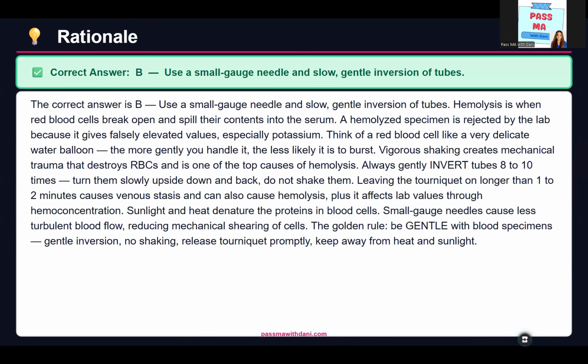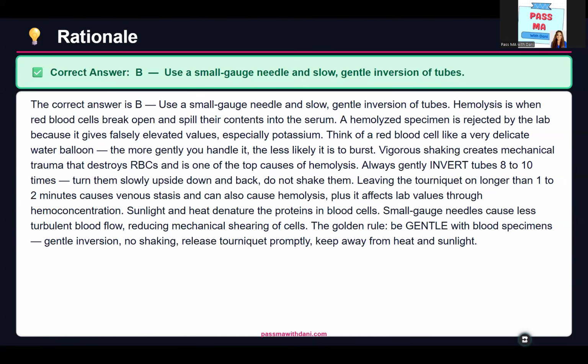So I want you guys to think of red blood cells like a very delicate water balloon. The more gently that you handle it, the less likely it's going to be to burst. Vigorously shaking can actually create mechanical trauma and destroy those red blood cells. So always gently invert the tube. Depending upon the tube, it may be like an 8 to 10 inversion where you turn it slowly upside down and back. Don't shake it because that is what's going to damage the specimen.